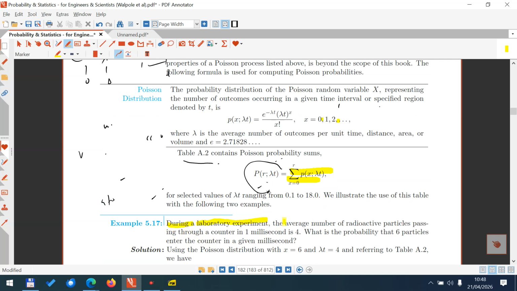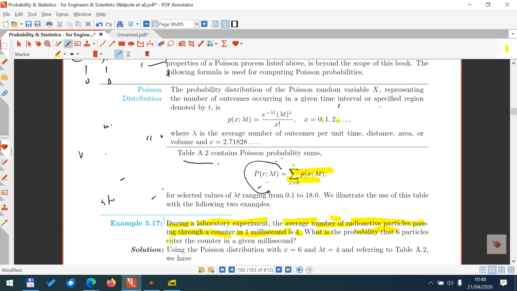During a lab experiment, the average number of radioactive particles, you should recall radioactivity from physics or chemistry, passing through a counter. So you have a counter which is counting radioactive particles passing. So the radioactive particles can only come from a radioactive element, right? And you are doing it in 1 millisecond. And the average number recorded in that 1 millisecond is 4. What is the probability that 6 particles enter the counter in a given millisecond? So why is this a Poisson process or a Poisson experiment?